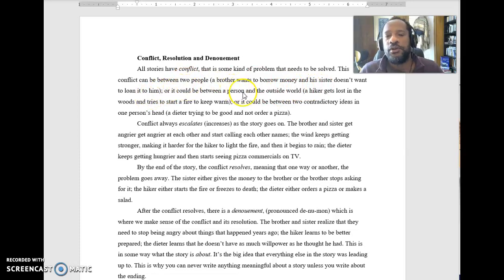Or it could be between a person and the outside world. A hiker gets lost in the woods and tries to start a fire to get warm. The conflict is he can't get the fire started. Or it can be between two contradictory ideas in one person's head. A dieter trying to be good and not order a pizza, right? They're saying, don't get the pizza, I'm on a diet, but then they want to eat the pizza, right? And there's a conflict in their head about what's going on.